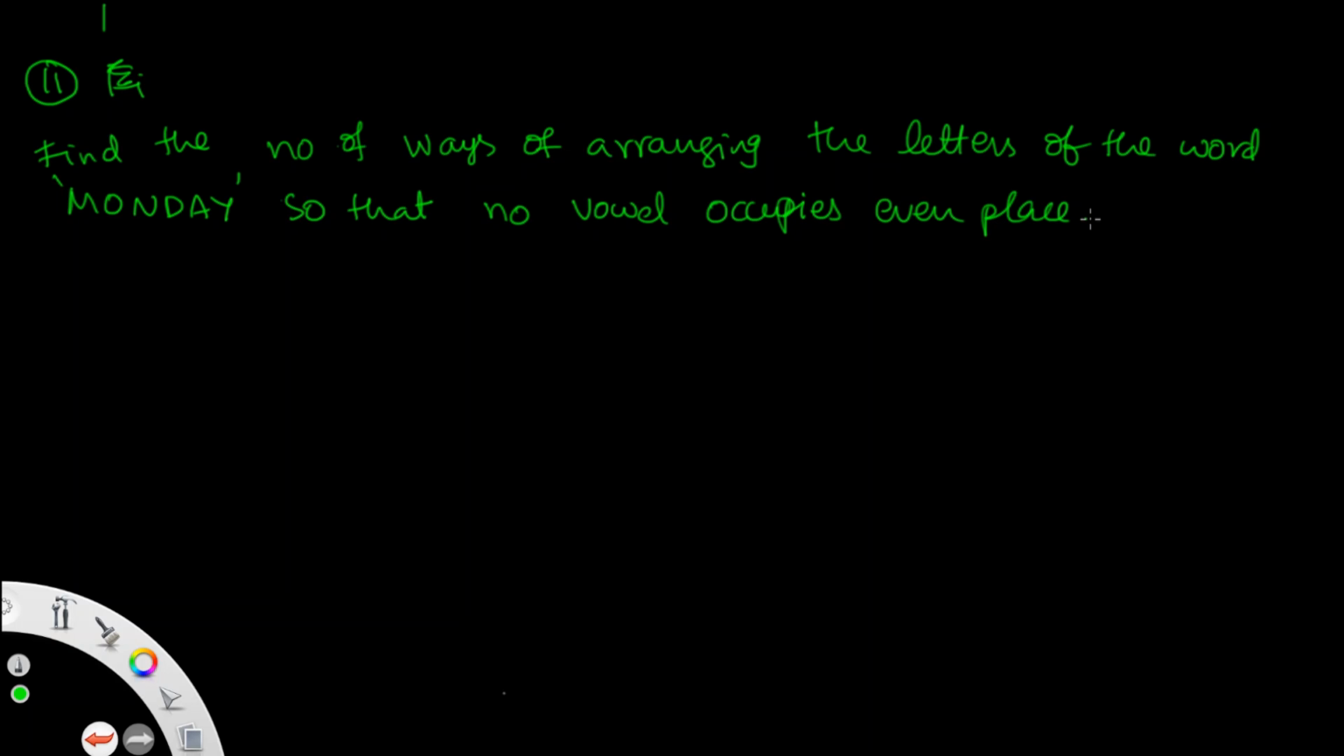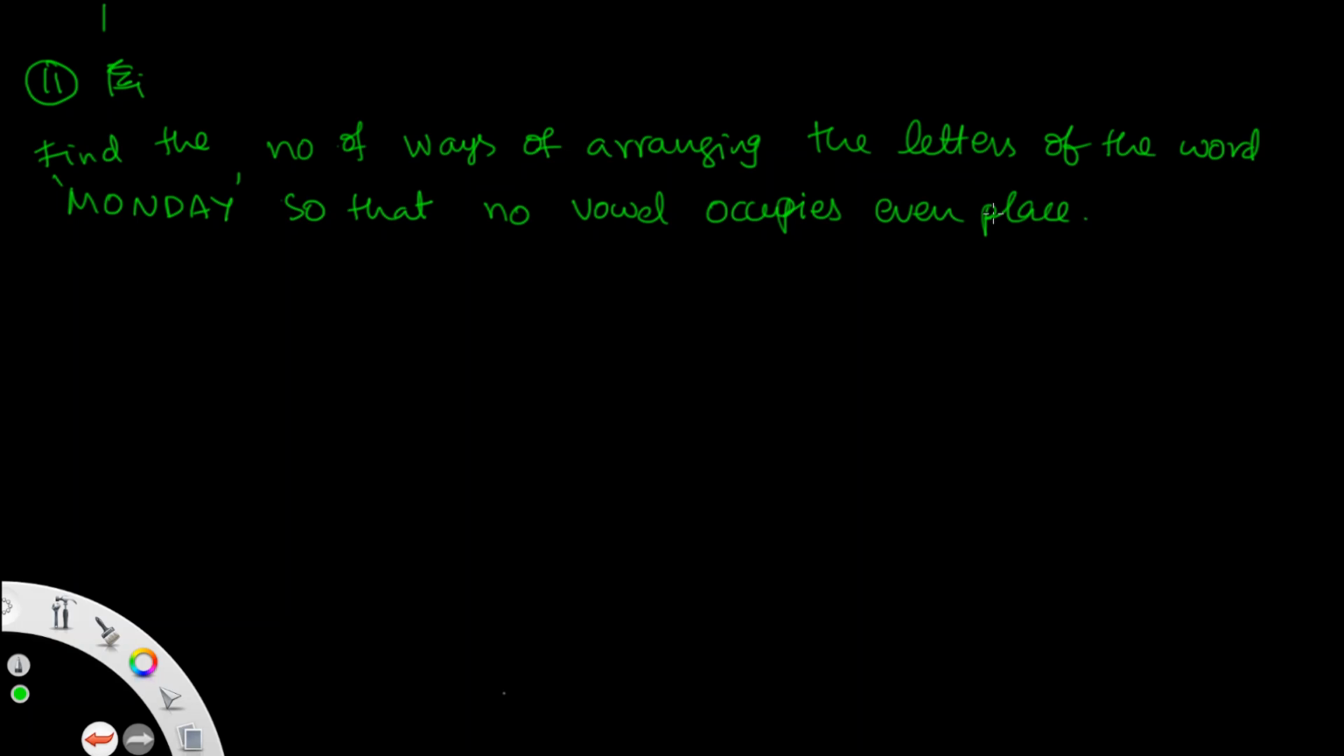This is question number 11. The given word Monday has how many vowels? We have to check once. There are two vowels, that is A and O, and consonants are the remaining M, N, D and Y. How many even places are there? Three even places, and three odd places also.